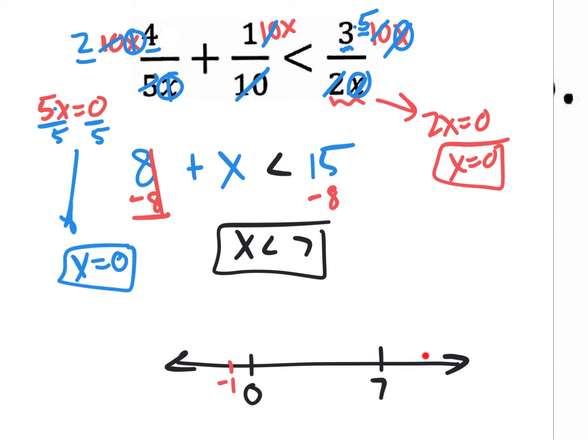Maybe they're over here and over here, or maybe they're just between these two, or maybe they're just over here. So you want to find out where your answers are at. So let's test the value negative 1.